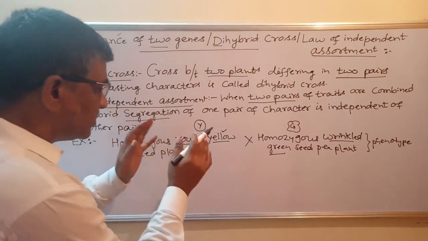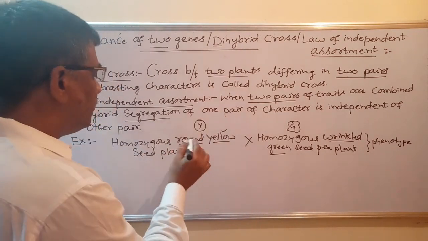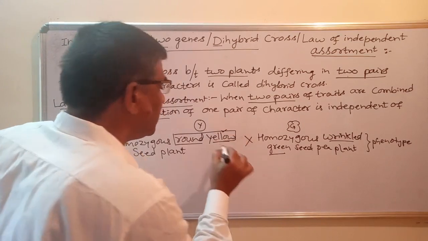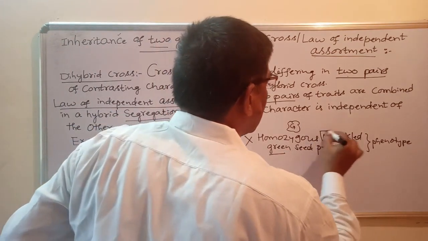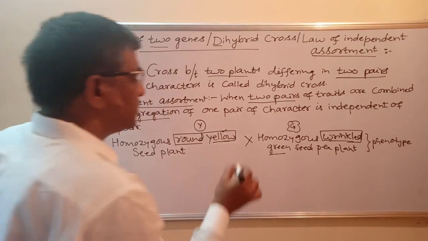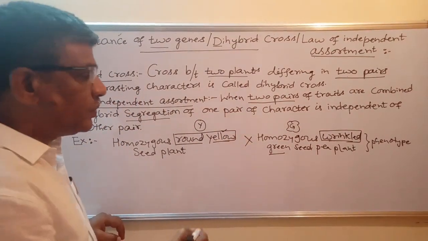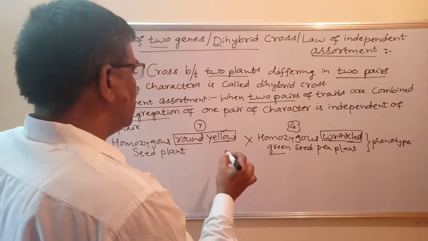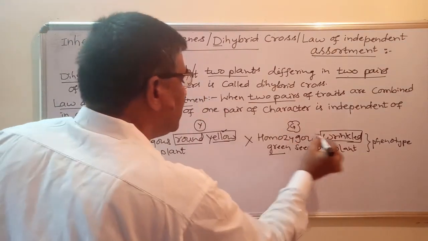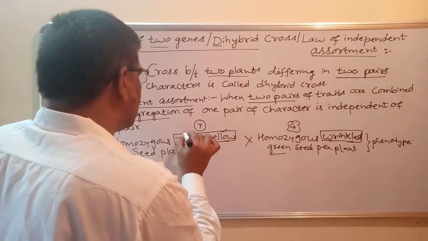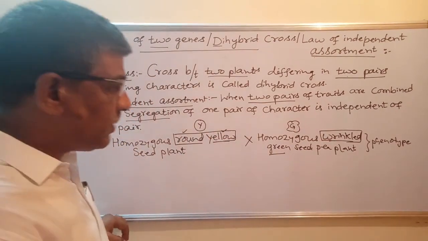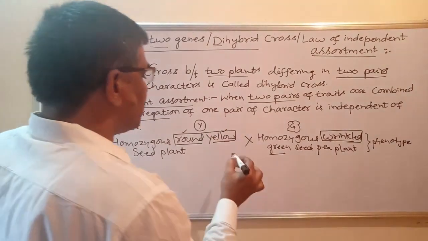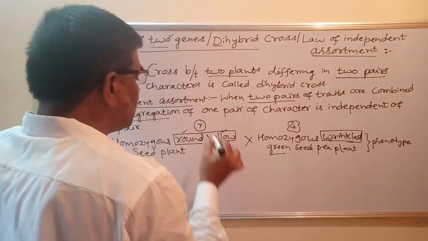So he crossed two plants which differ only in two pairs of contrasting characteristics. Now this is one pair. This is a wrinkled green seed. So these two plants differ in two pairs of contrasting characteristics. This kind of cross he has done. So he considered simultaneous inheritance of two genes here. One gene is responsible for the shape of the seed and another gene is responsible for the color of the seed. Therefore, this is what we call an inheritance of two genes.